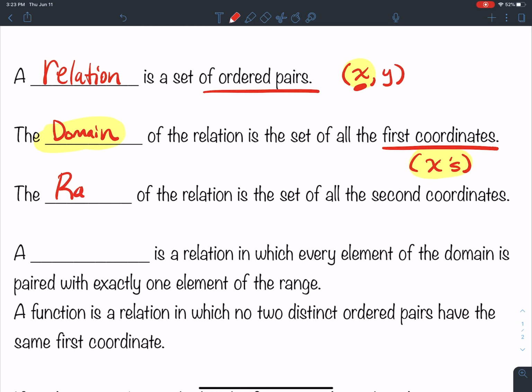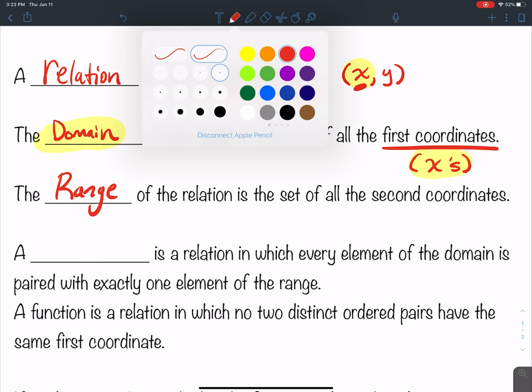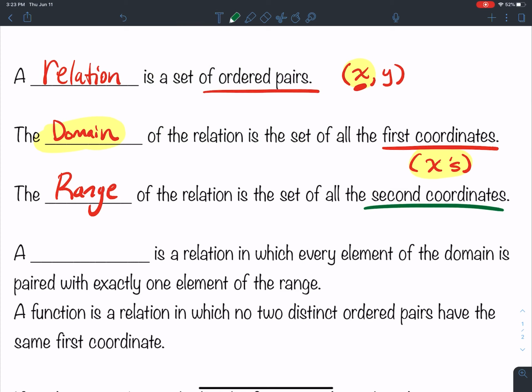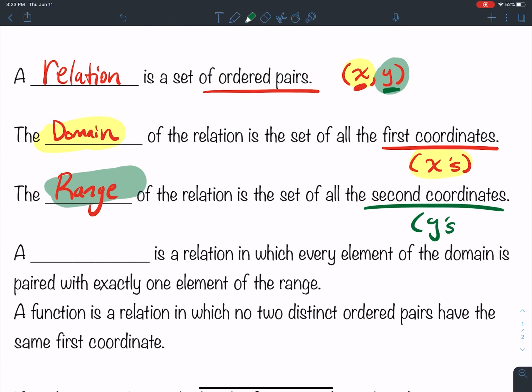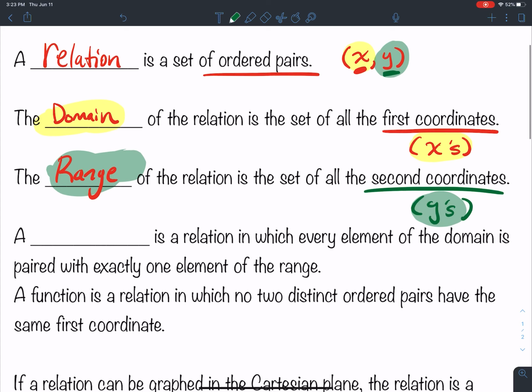The range of the relation is the set of all second coordinates. So the set of all second coordinates, those are my y's. Those are the y's. So the range, those are the y's. The range is also thought of as the value. What is the value of the function? That's the range, that's the y value.